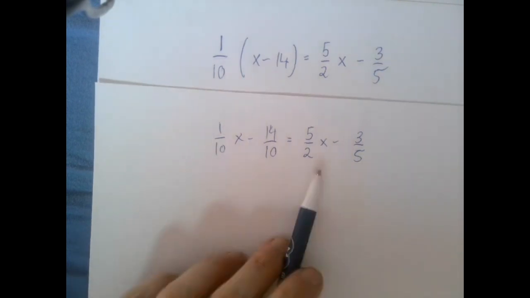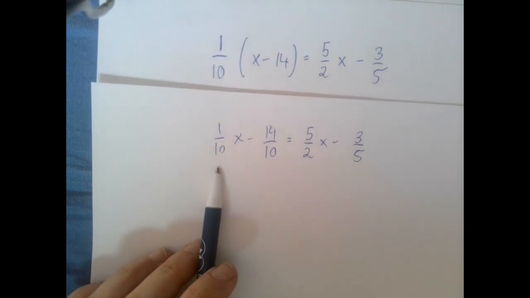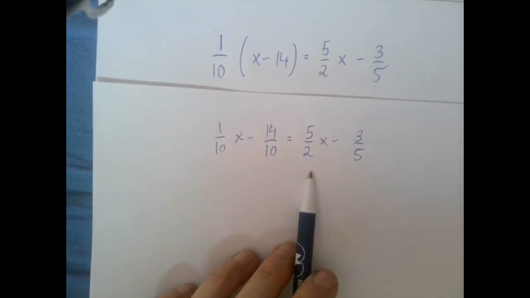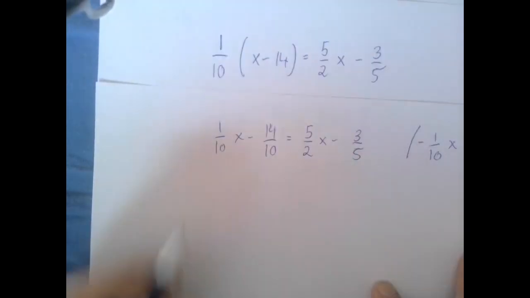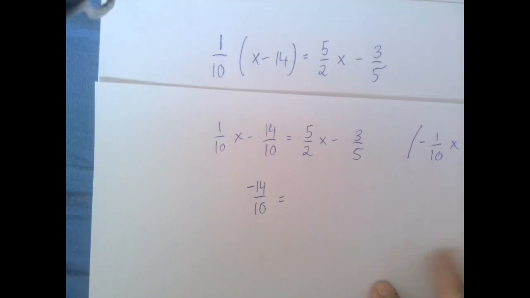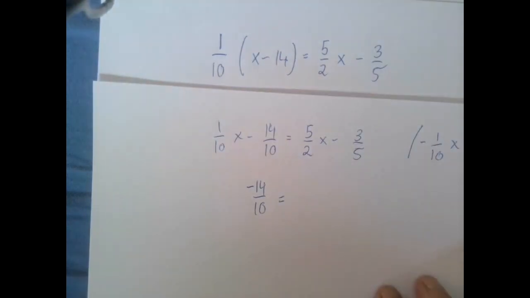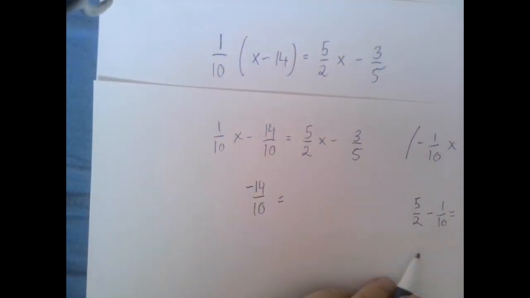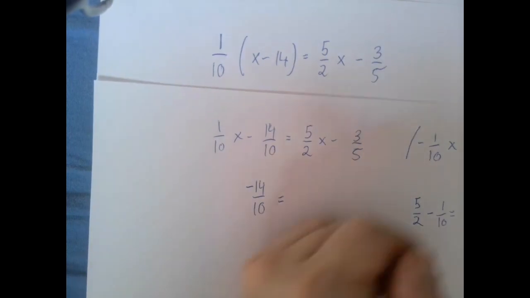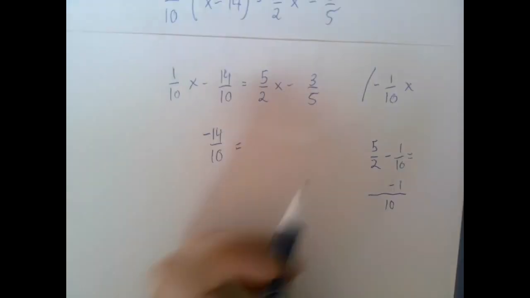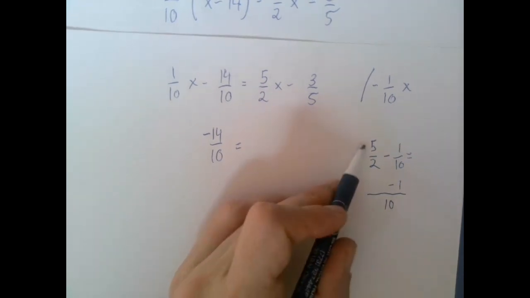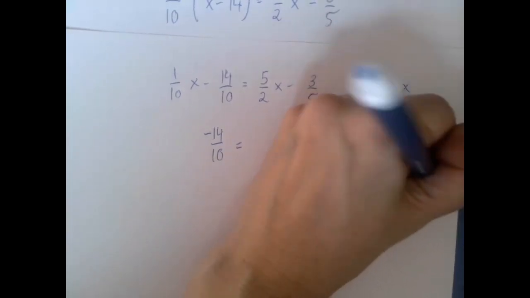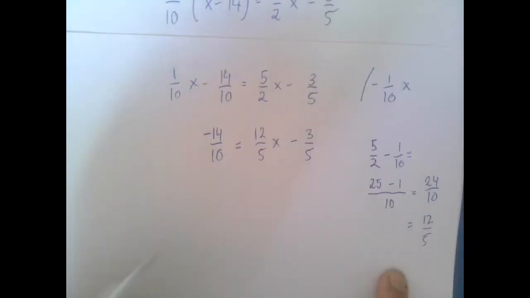So first, we're going to work on the fact that both sides contain x. Clearly, this is much smaller. This is 0.1, this is 2.5, right? So we're going to subtract 1 over 10x from both sides. On the left-hand side, we're going to be left with negative 14 over 10 alone. And on the right-hand side, for the coefficient of x, we're going to have to perform the subtraction 5 over 2 minus 1 over 10. So the common denominator is 10. And then 2 to 10 is 5 times, so we have to multiply the top by 5, that's 25. So we have 24 over 10, or 12 over 5.